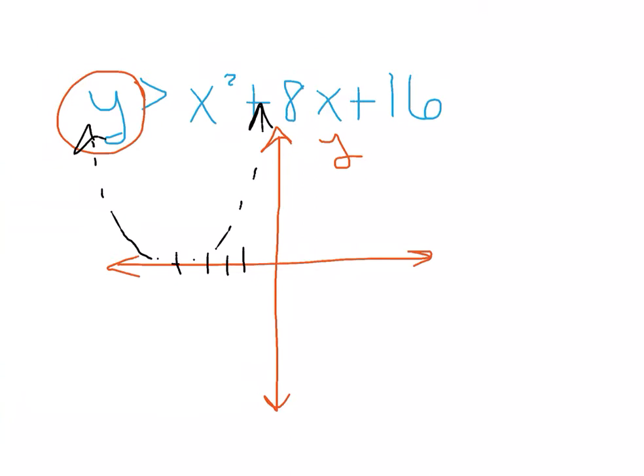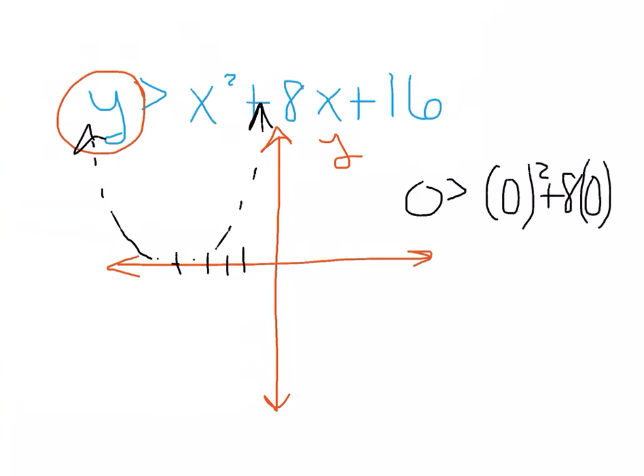0, 0. 0 is greater than 0 squared plus 8 times 0 plus 16. What's 0 squared? 0. What's 8 times 0? 0. 0 plus 0 plus 16 is? 16. Is 0 bigger than 16? No. The test point that I tested, I'll put it in purple so you can see it. The test point that I tested was right here. And that was a big old fat no.